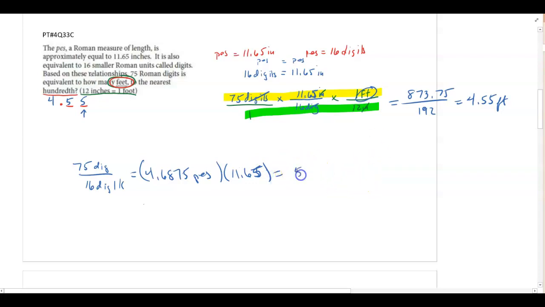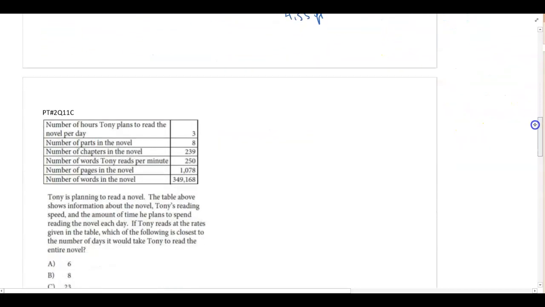that would give me 54.609375 inches. Now, if I have that many inches, divide by 12, and you would get 4.55 feet also. You could also do it that way.